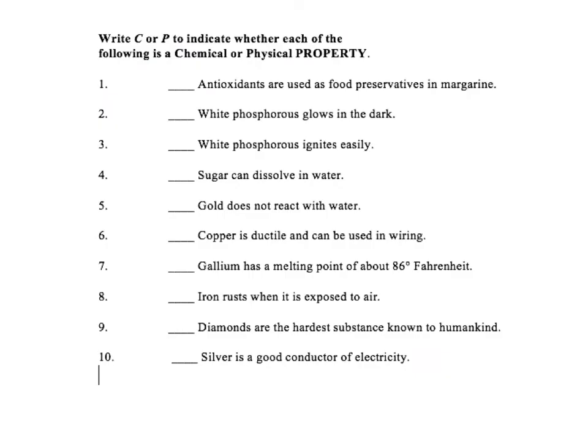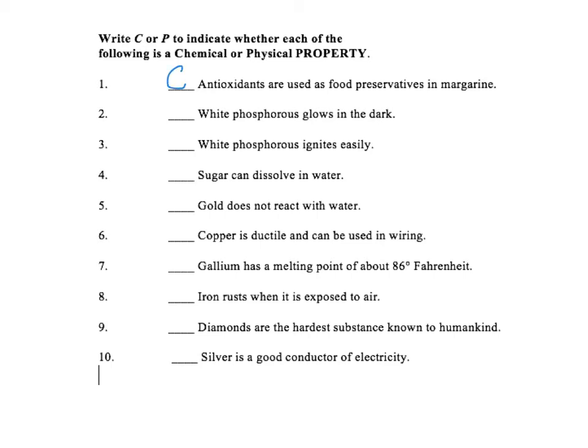Next, down at the bottom of your notes, we've got this table where we need to decide whether these properties are C for chemical or P for physical. Antioxidants are used as food preservatives in margarine. So let's think, is that talking about something physical or something chemical? Well, preserving foods means we're keeping it from rotting or going bad. So that's a chemical thing.